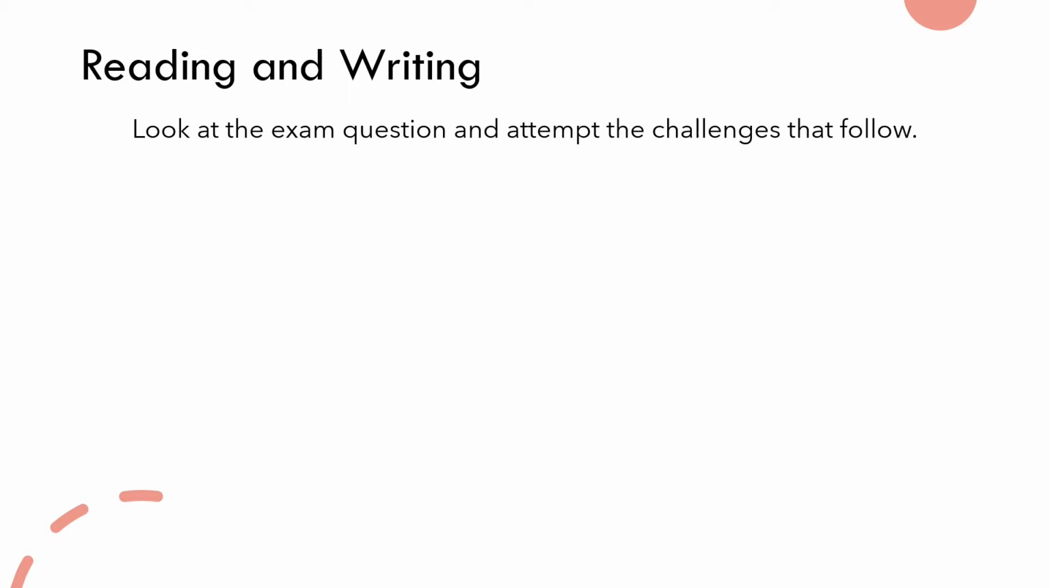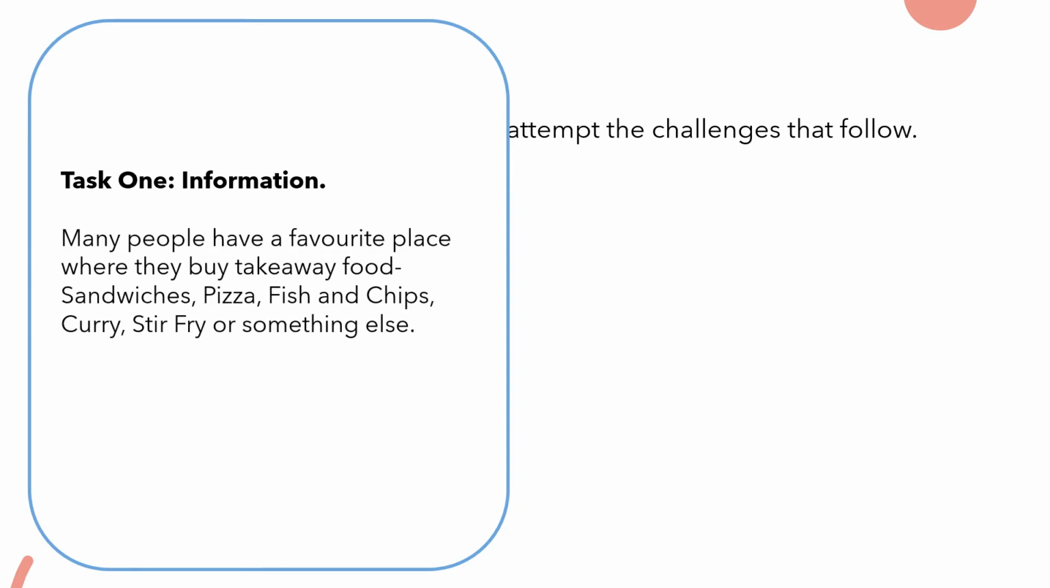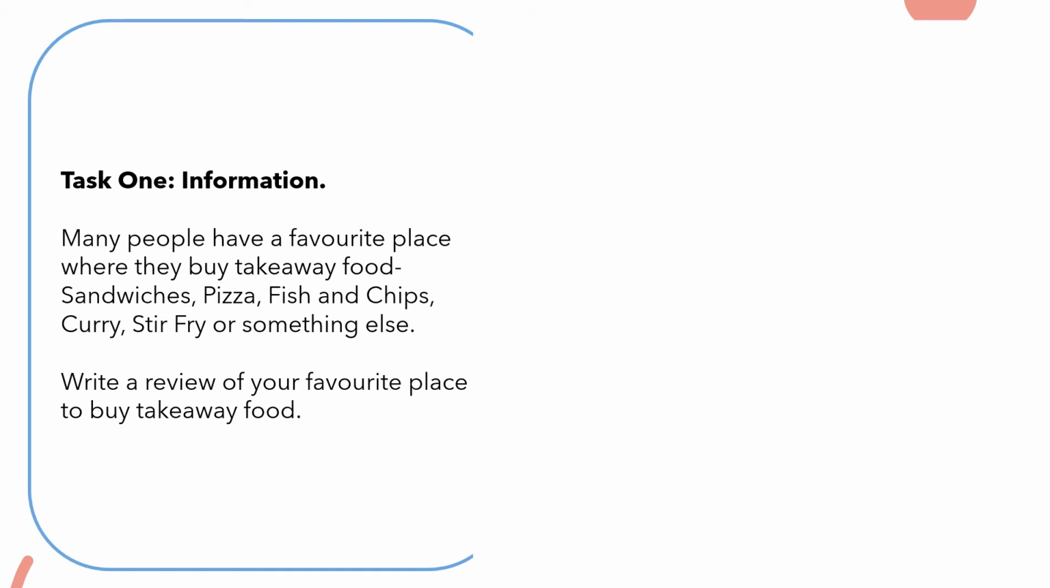Now what we're going to do is move on and take a look at the writing element of the exam. So look at the exam question and attempt the challenges that follow. Task 1. Information. Many people have a favourite place where they buy takeaway food. Sandwiches, pizza, fish and chips, curry, stir fry or something else. Write a review of your favourite place to buy takeaway food.